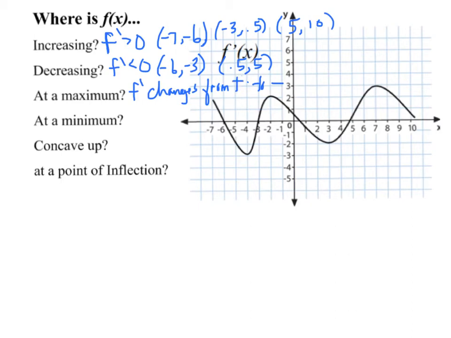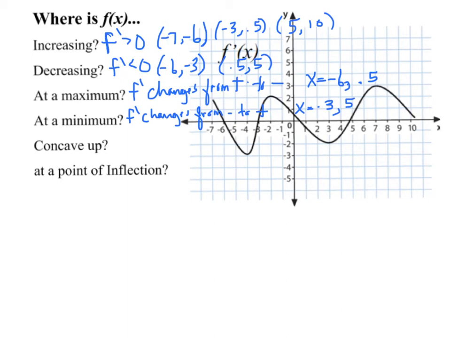So we look for where that happens. We've got one at x equals -6. We've got another one at 0.5. Okay, that's the two spots where the derivative changes from positive to negative. So a minimum must be when f prime changes from negative to positive. And again, that's because the function changed from decreasing to increasing at the minimum. So that occurs at -3 and 5.